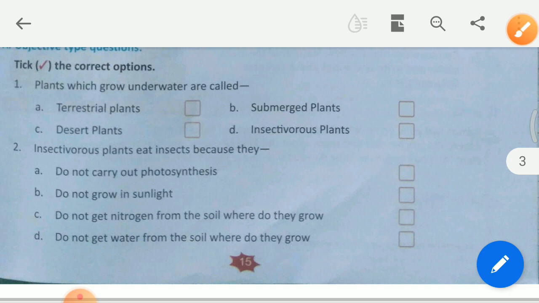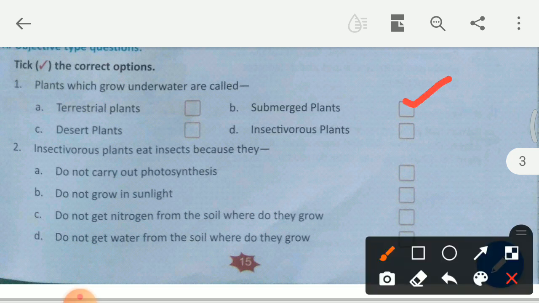The next one, insectivorous plants eat insects because they have. Why do insectivorous plants eat insects? Because they do not get nitrogen from the soil. Where do they grow? This is the correct answer.